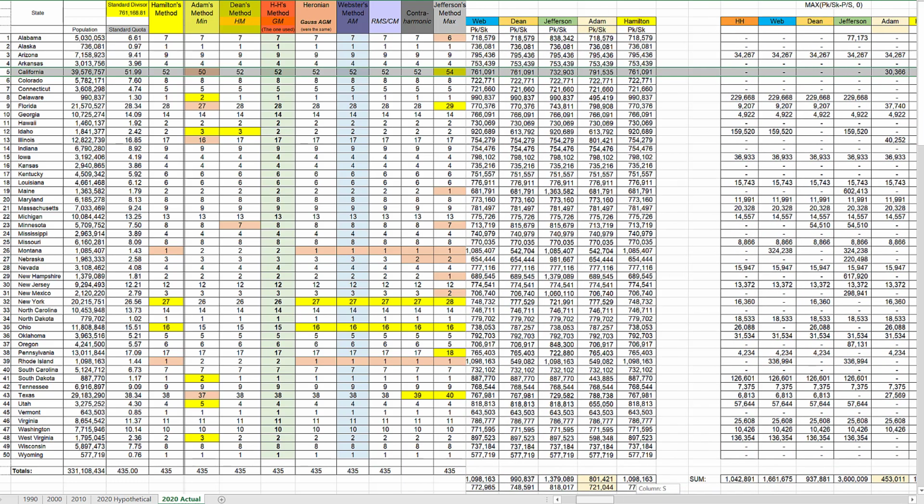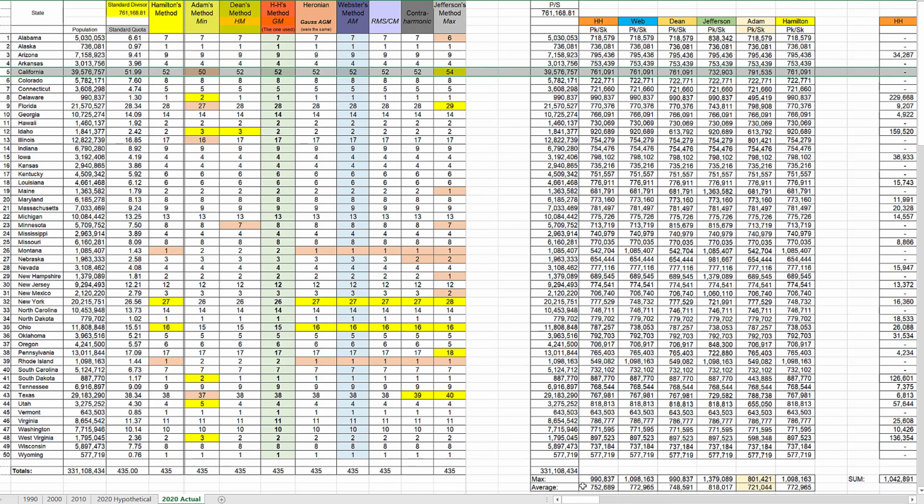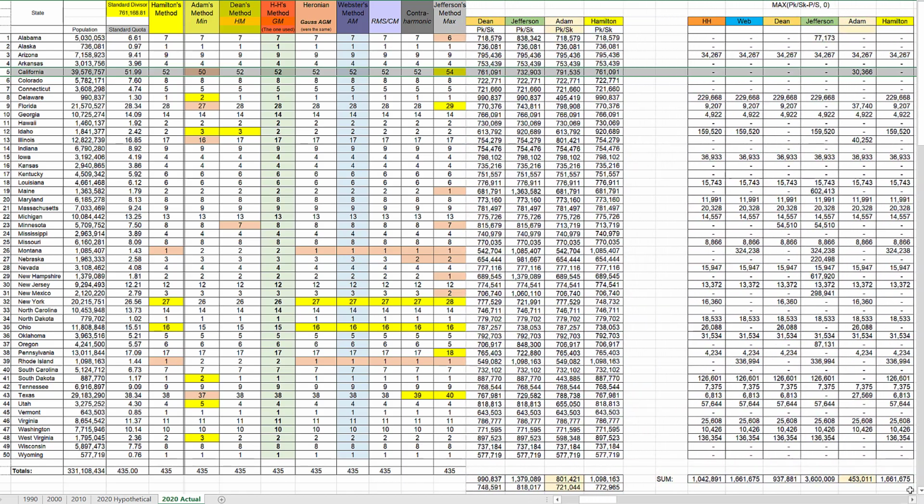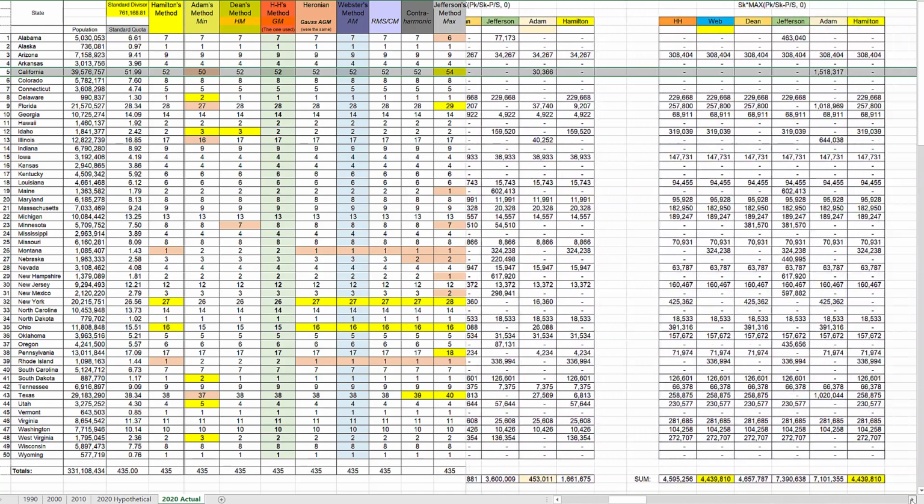Let's go back to the end here. So if you take the people per seat, and then here we only counted if you're over, but instead now we're going to count how much you're off the standard divisor. So just take the absolute value difference. So if you're over, you count it. If you're under, you also count it. Right? So right here we didn't count it if you were under.